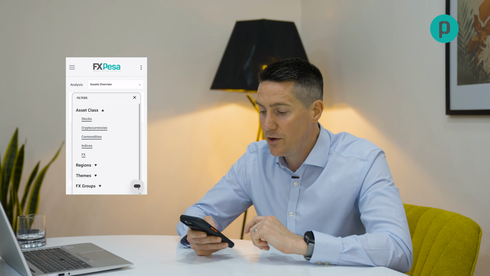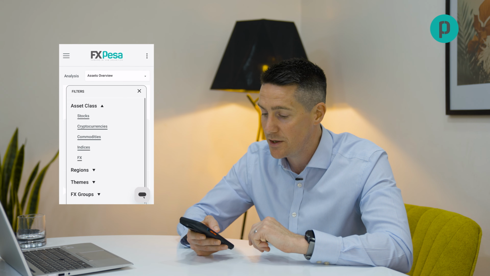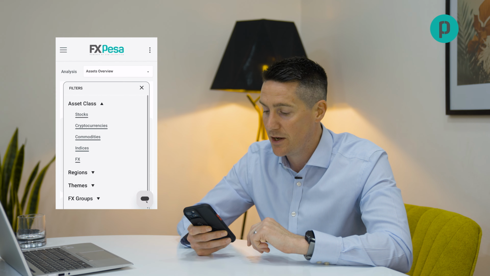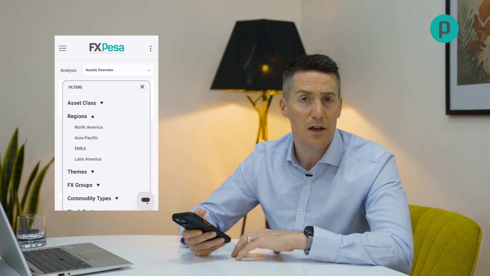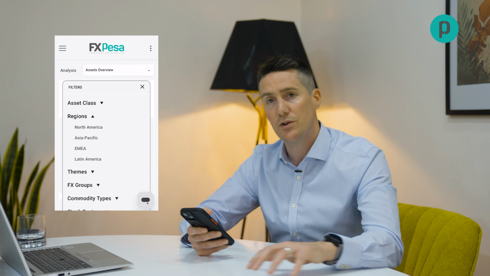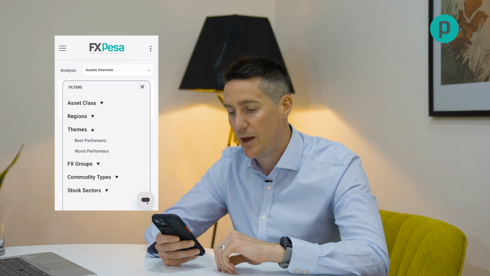We can also use the filtering tool, which will allow us to provide some inspiration to create maybe a basket of different opportunities and allow you to do a deeper dive into what is moving in the markets today. So we can look at all the different asset classes covering stocks, cryptocurrencies and commodities, indices and FX. We can also look at various regions as well. So if we're interested in looking at US stocks, for instance, or stocks that are listed in Asia Pacific, we can find all of this information available here.